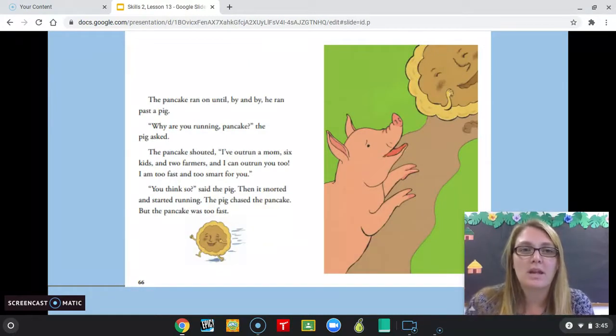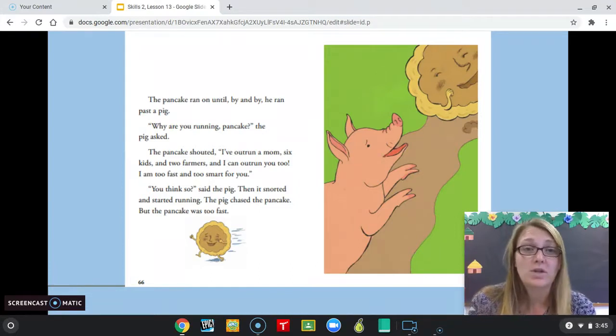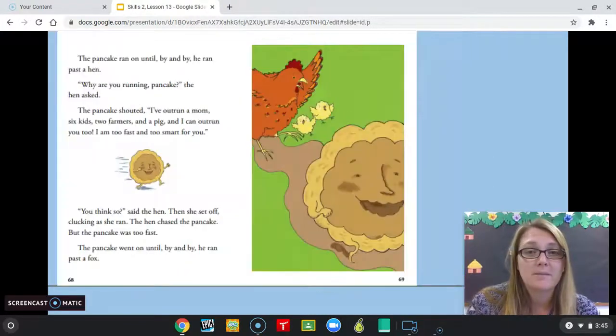The pancake ran on until, by and by, he ran past a pig. Why are you running, Pancake? The pig asked. The pig shouted, I've outrun a mom, 6 kids, and 2 farmers, and I can outrun you too. I am too fast and too smart for you. You think so? Said the pig. Then it snorted and started running. The pig chased the pancake, but the pancake was too fast.